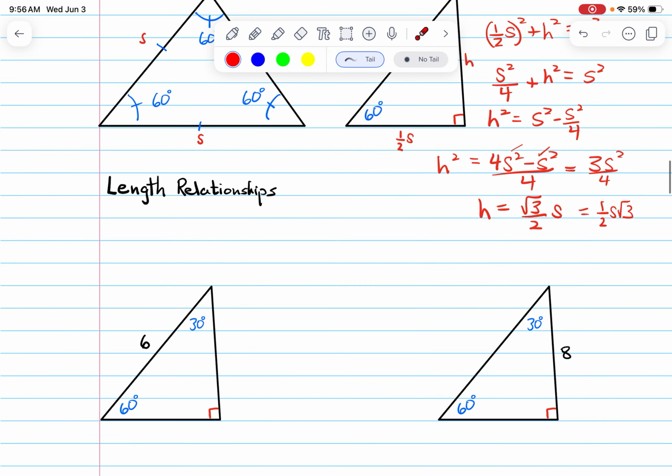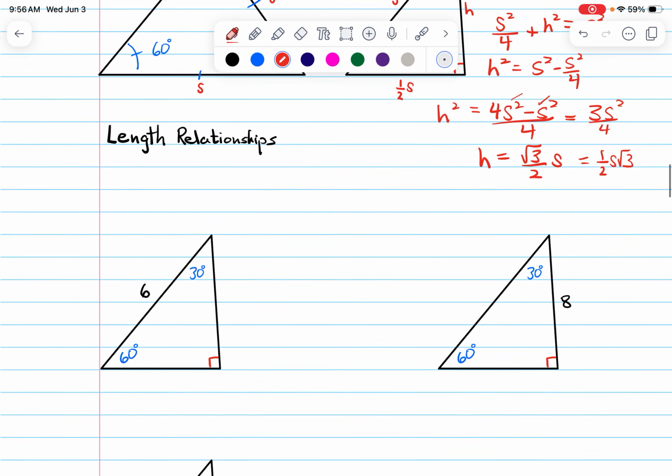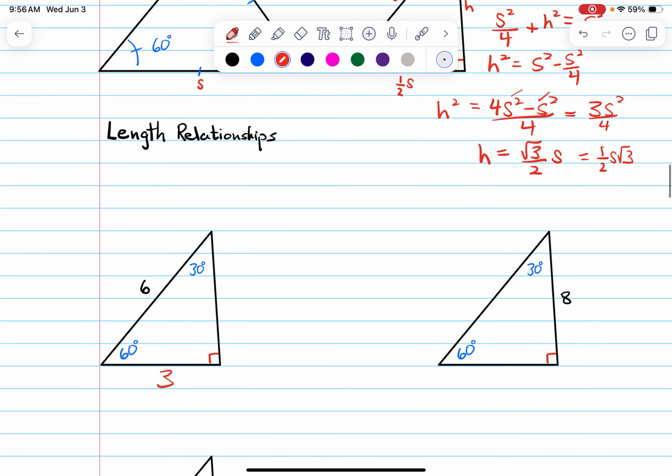Now, let's see how this would work. We want to find the missing sides here. The side opposite the 30 degrees is 1/2 the hypotenuse. The side opposite the 60 degrees is 1/2 the hypotenuse times the square root of 3. And it's always the square root of 3. Okay? So it looks like this is 2 square roots of 3. Actually, 3. What am I doing? 3 square roots of 3, right? Yeah, that's it.